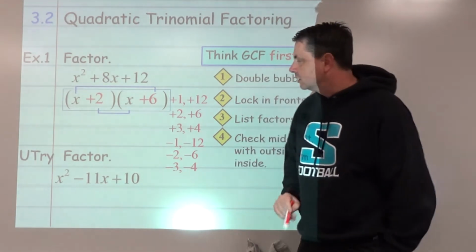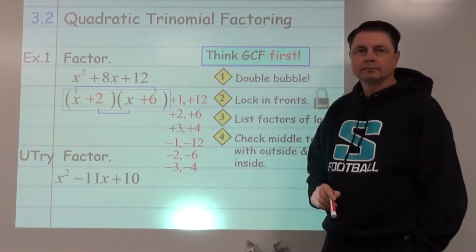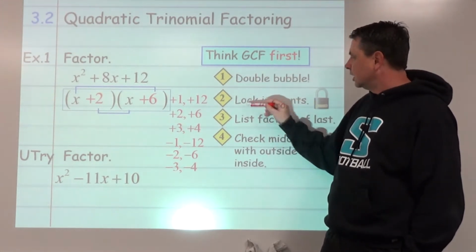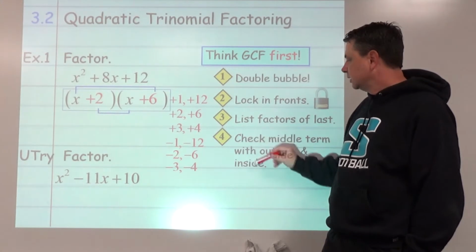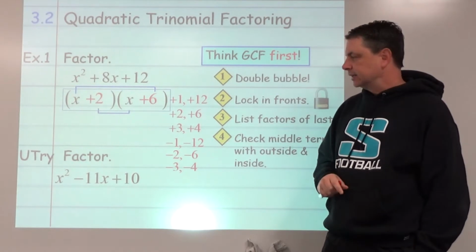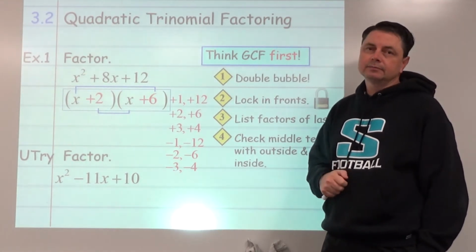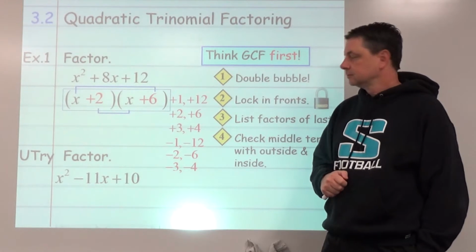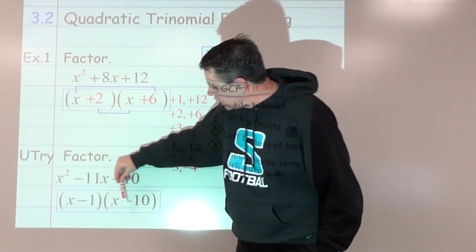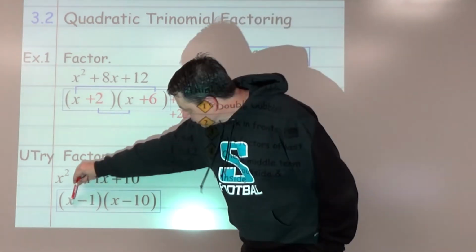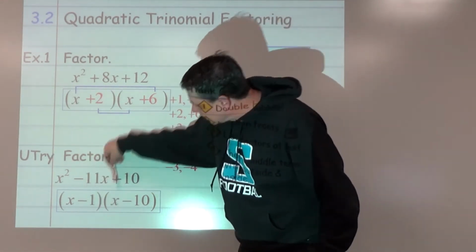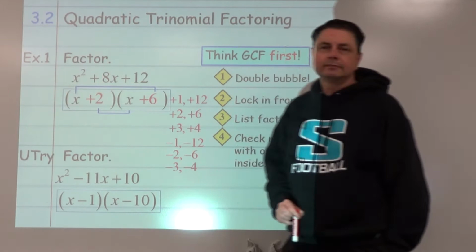You try on this one. Go ahead and factor. Follow the steps. Think GCF first, then double bubble, lock in the fronts, list the factors, try them out, make sure it works by checking outside, inside. Pause here until you got it. The winning combination, x and x in the front, it was -1 and -10. Outside, inside makes -10x, -1x. That makes -11x.